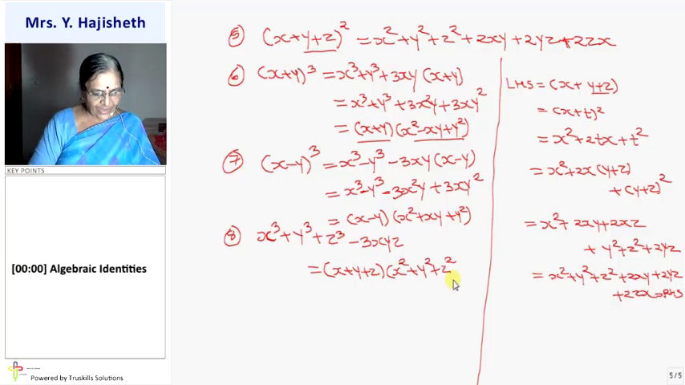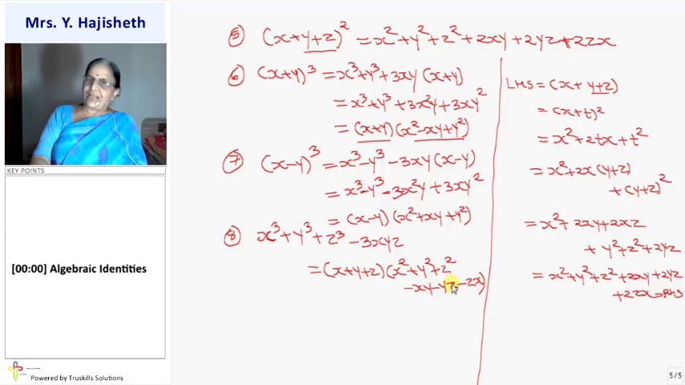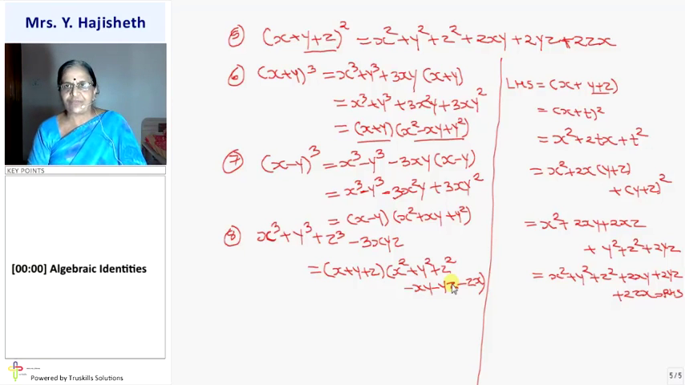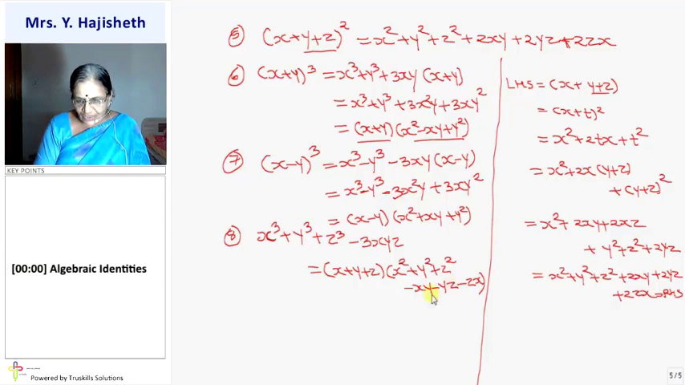x³ + y³ + z³ - 3xyz. One factor is x + y + z. Another is a quadratic in 3 variables: x² + y² + z² - xy - yz - zx. Clear? Children are making mistakes here. They are writing plus instead of minus, because in (x + y + z) whole square they have used plus 2xy plus 2yz plus 2zx. So children are making mistakes here.